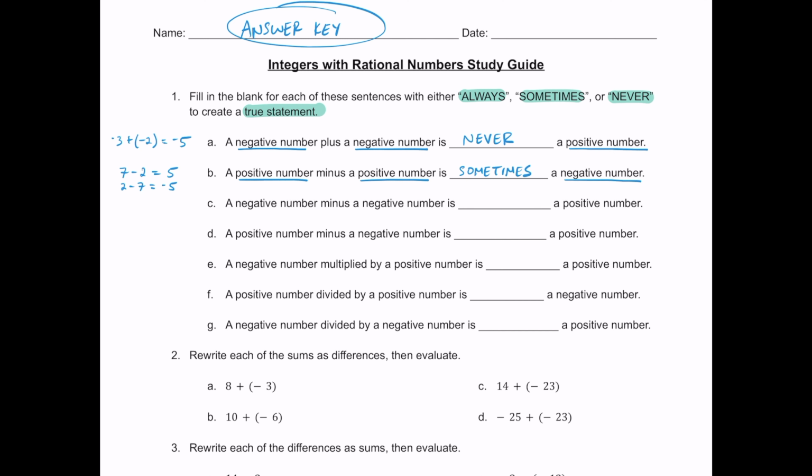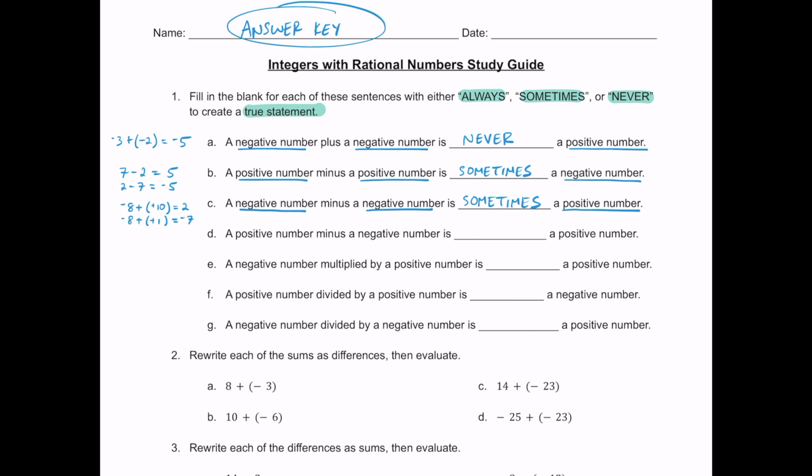Okay, cool. For letter C, a negative number minus a negative number is blank a positive number. So a negative number like, I don't know, like -8 minus a negative number like -10. Well, if you keep change flip, this ends up being -8 plus 10, so that's going to be +2. But what if we have like -8 minus -1? Then it's going to keep change flip. That would be -7. So I guess in this case, a negative minus a negative can be sometimes a positive number, but sometimes it doesn't have to be.